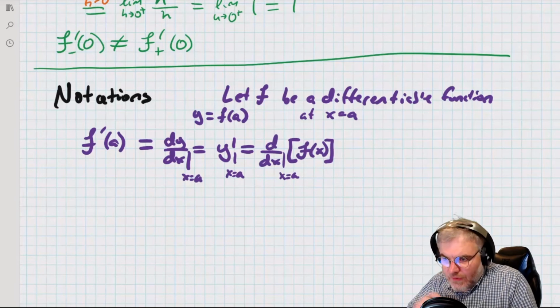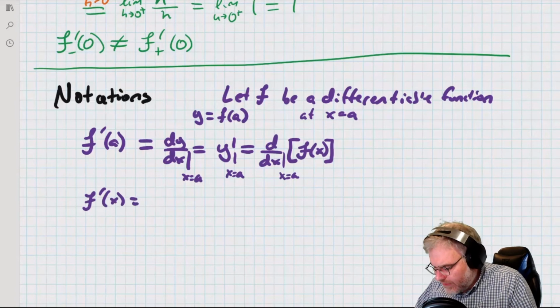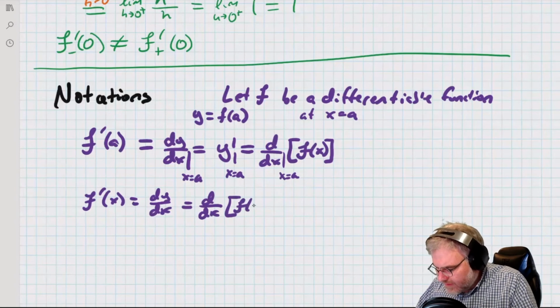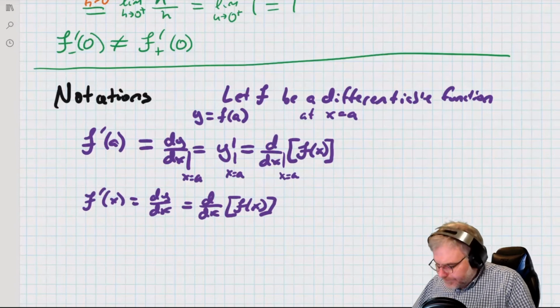Okay? These are all different notations. And I've got f prime of x in general equals dy over dx equals the derivative with respect to x of f of x. Oh, when you thought I was done, right?